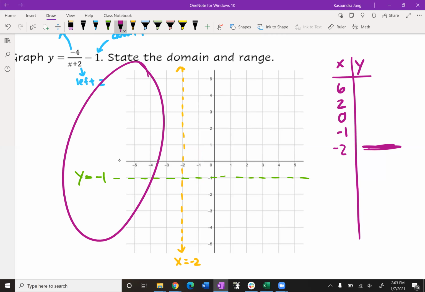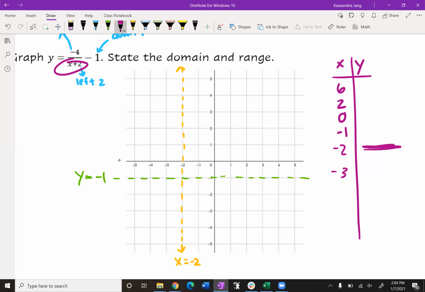All right, and then I'm going to pick some stuff on the left side of this asymptote over here. Maybe I'll pick like, let's see, negative 3. Negative 3 plus 2 is a negative 1. Yeah, I can divide by negative 1. Negative 4 plus 2 is a negative 2. Yeah, I can do negative 4 divided by negative 2. Gives me a nice pretty whole number. Negative 5, I don't think that works out so pretty. Negative 5 plus 2, that's a negative 3. I don't want to divide by negative 3. Maybe I'll pick like negative 6. Negative 6 plus 2, that's a negative 4. Okay, I can do negative 4 divided by negative 4. All right, let's plug these in.